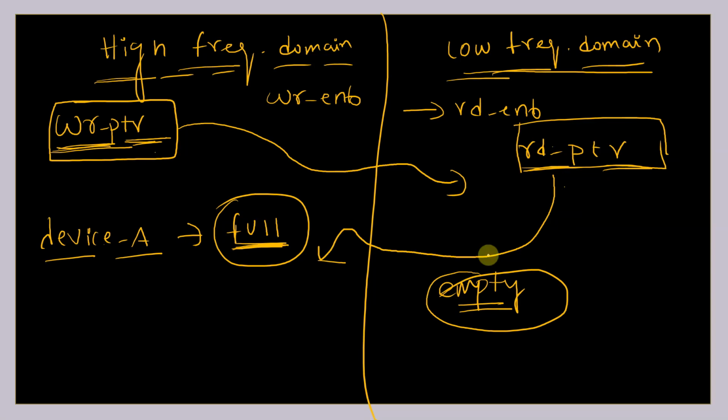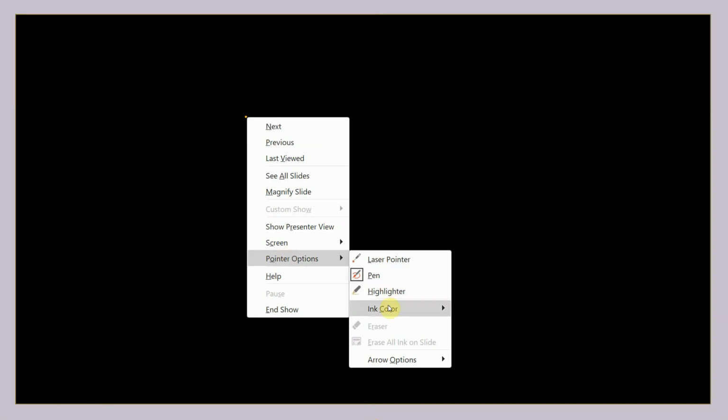This particular process is known as CDC, which is nothing but clock domain crossing. So this is what we are going to do. Simply, in the asynchronous FIFO, we are going to transfer the write pointer from one clock domain to another clock domain for calculating empty condition. And we are going to pass read pointer from one clock domain to another clock domain for calculating full condition, right? Now, what is the problem which is going to arise in this particular CDC? Let us try to understand.